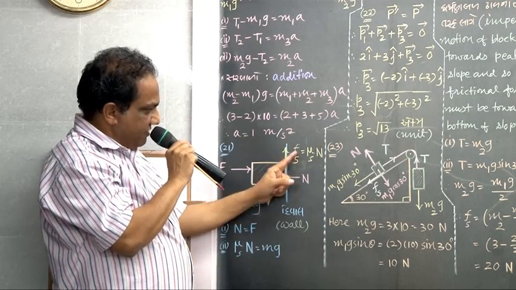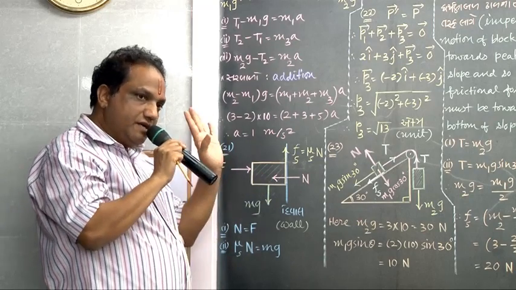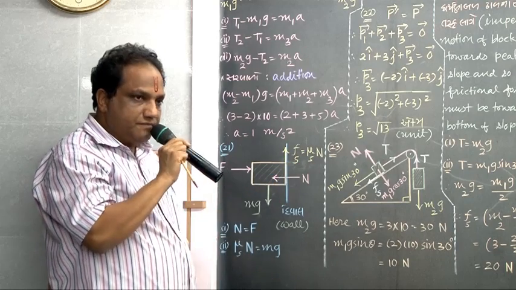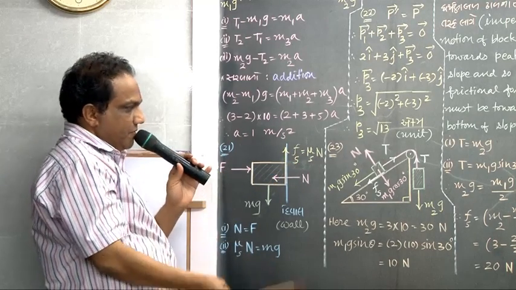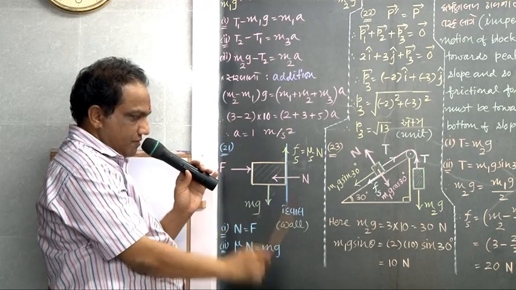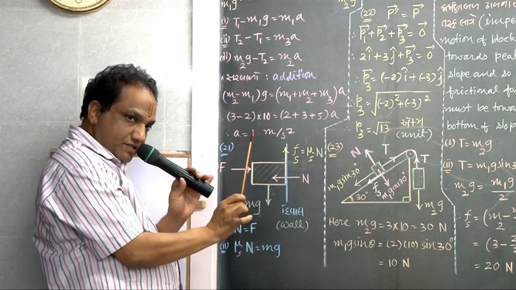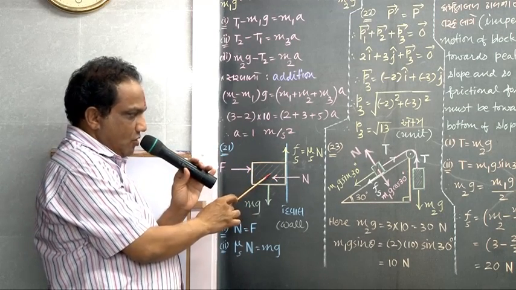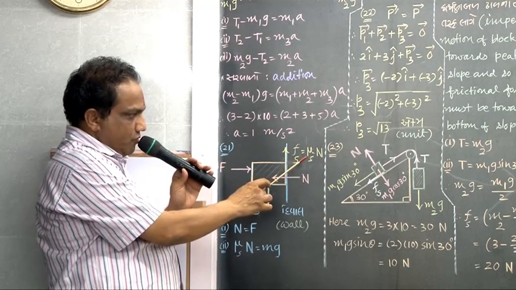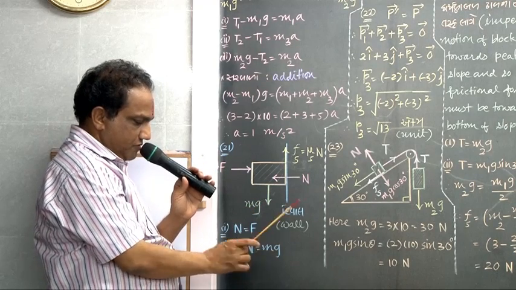But why am I writing Fs? Fs means static frictional force. Why static? Because the block is at rest. What is the formula for Fs? Mu s into N. So now tell me, if this upward force balances this downward weight of the block, then the block will remain here at rest. For the equilibrium condition of the block, these two forces must be equal in magnitude. So mu s into N must be equal to mg.